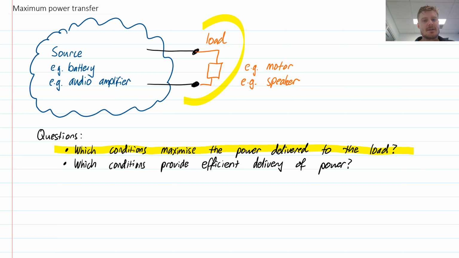So if I calculate the power that's dissipated in the load, I would like to maximize that and study the circumstances under which that would be true. But it's also interesting to look at what conditions will provide an efficient delivery of power. And what I mean by efficient is minimizing the losses, so that as much as possible of the total energy in the system actually reaches the load. So how can we start analyzing these situations?